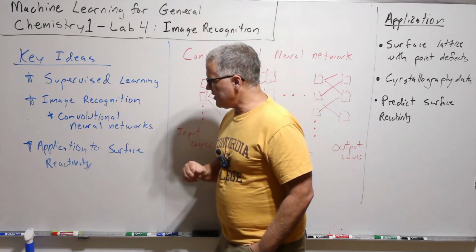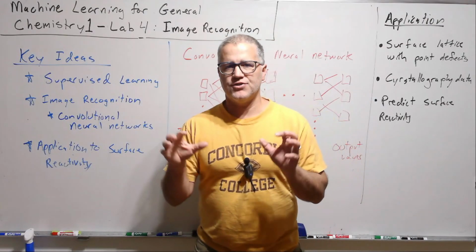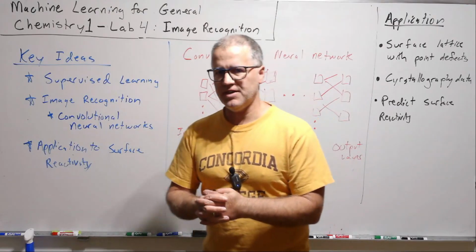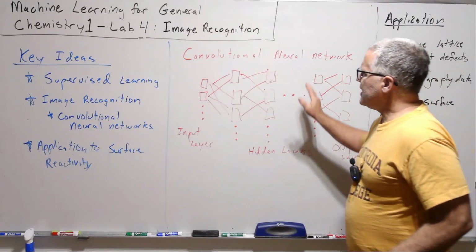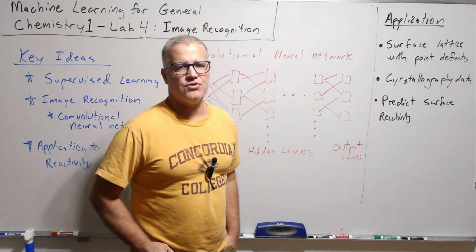The application here is going to be to mimic a case where we're interested in surface reactivity. So we're going to have the surface, and it will have some defects, and we'll look at the reactivity of that surface. I talked about this last time, but I'll just recap the idea of a convolutional neural network.